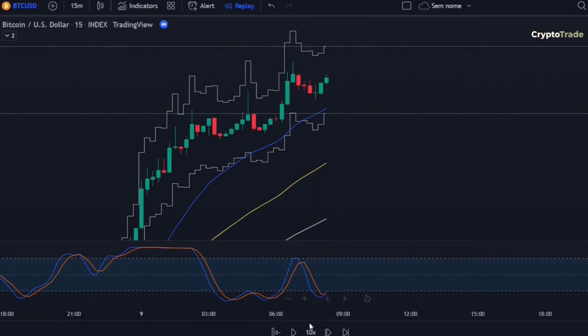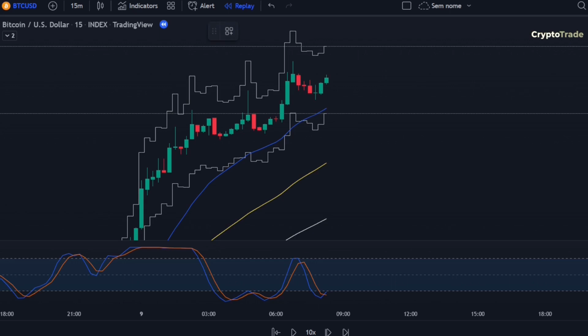For a buy order, the market must be in an uptrend, shown by the EMA lines. The blue line must be above the yellow line and the yellow line must be above the white one. The Stochastic RSI indicator must be below the dotted line of 25. Wait until the blue line crosses the orange line upwards.